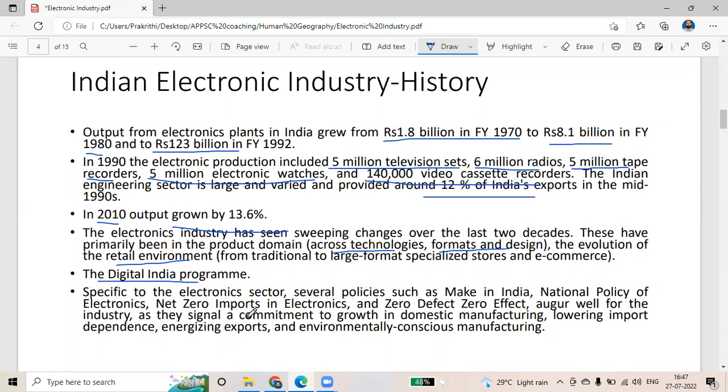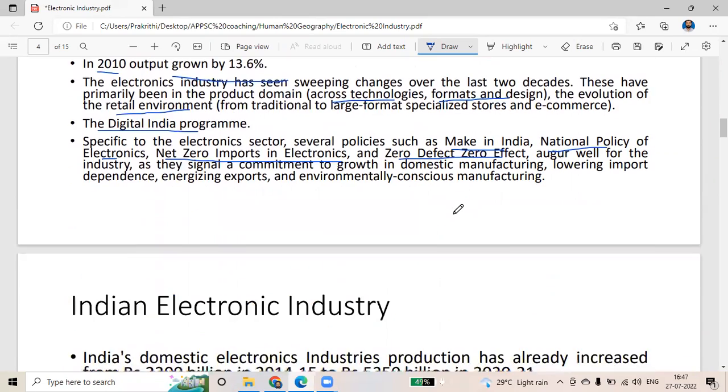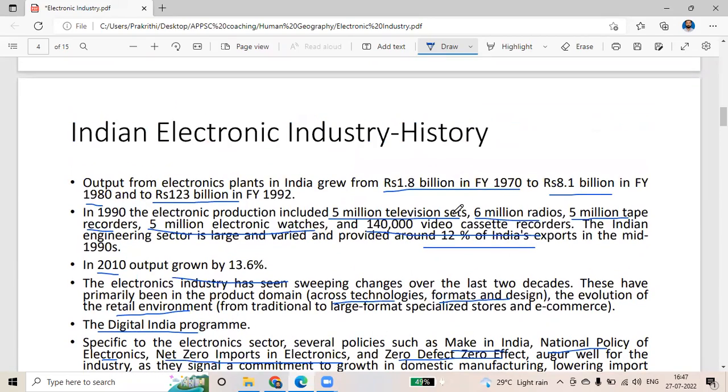Specific to the electronic sector, several policies like Make in India, National Policy of Electronics, Net Zero Import in Electronics, Zero Defect, Zero Effect, and a lot more policies the government has adopted. So this is how the electronic industry is being evolved.